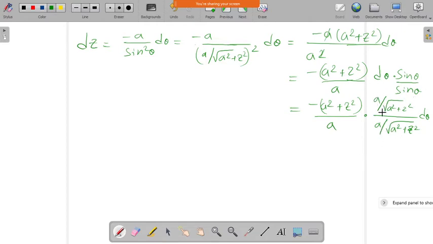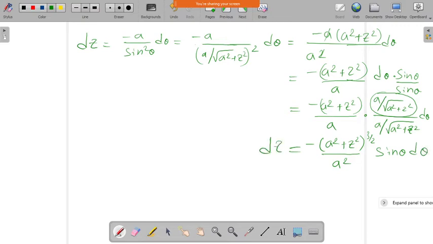So one expression I will keep as it is, and another expression I will manipulate. This one I write as it is, sin theta into d theta, and this expression I am going to write again. If I send it to the numerator, you will get a square plus z square whole power 3 by 2, and the a and a multiplied will become a square, and this one I will write as a similar sin theta into d theta.